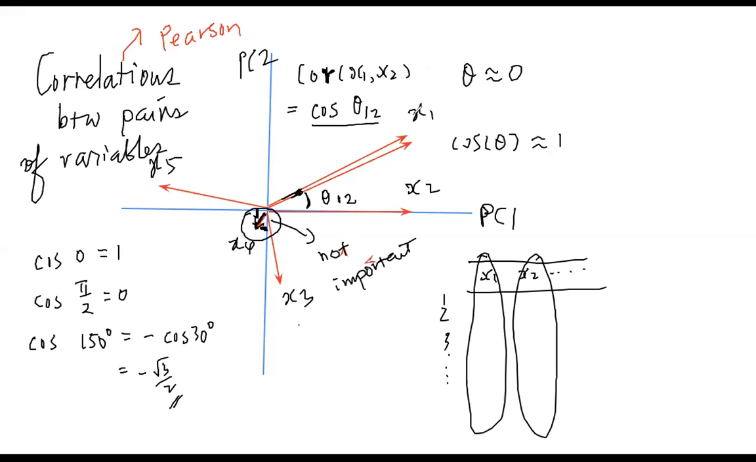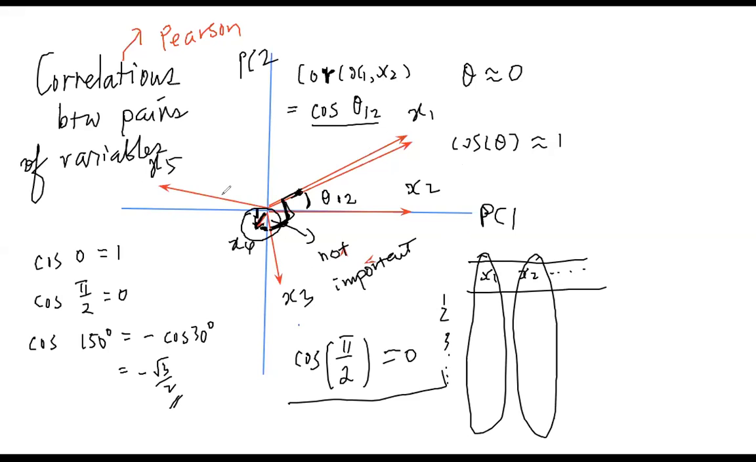On the other hand, if you look at x1 and x3, their angle is almost 90 degrees, okay? The cosine of 90 degrees, which is pi over 2, is almost 0. It's exactly 0 if you have pi over 2. So that means your variables x1 and x3 are uncorrelated, right? Just from the biplot, you can actually tell.